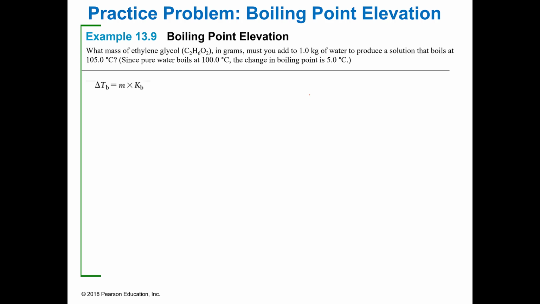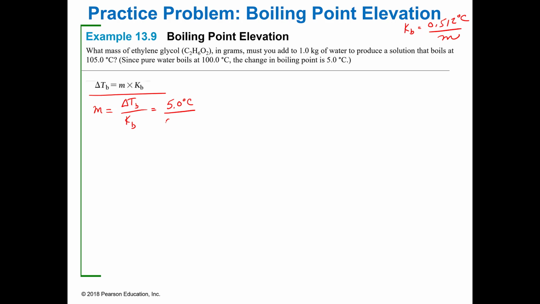we can get the mole concentration, right? So if this is our original formula, then we can rearrange that to be delta T B divided by K sub B. And that's going to give us our mole concentration because the depression is 5 degrees C divided by the, where is it? Oh, I'm going to have to look it up. That's right. KB is 0.512 degrees C per mole.